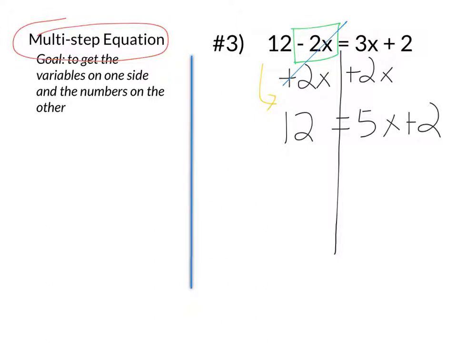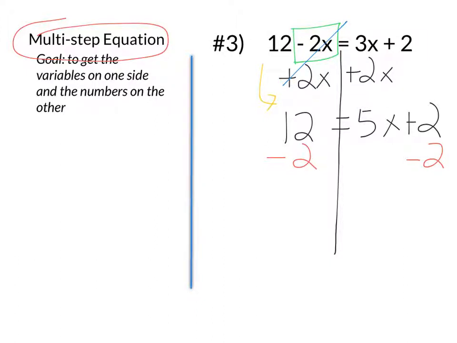And I'm left with a two-step equation here. After doing the last two problems, we should be really good at answering two-step equations. First part, adding or subtracting the lone number. Second part, dividing by the coefficient. So once again, now I have 12 equals 5x plus 2. And the first thing I want to do is do the opposite of that lone number.